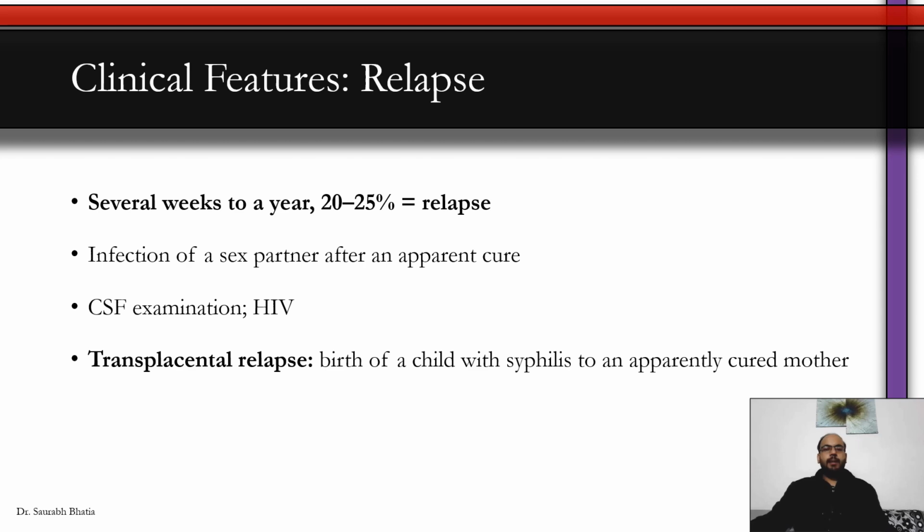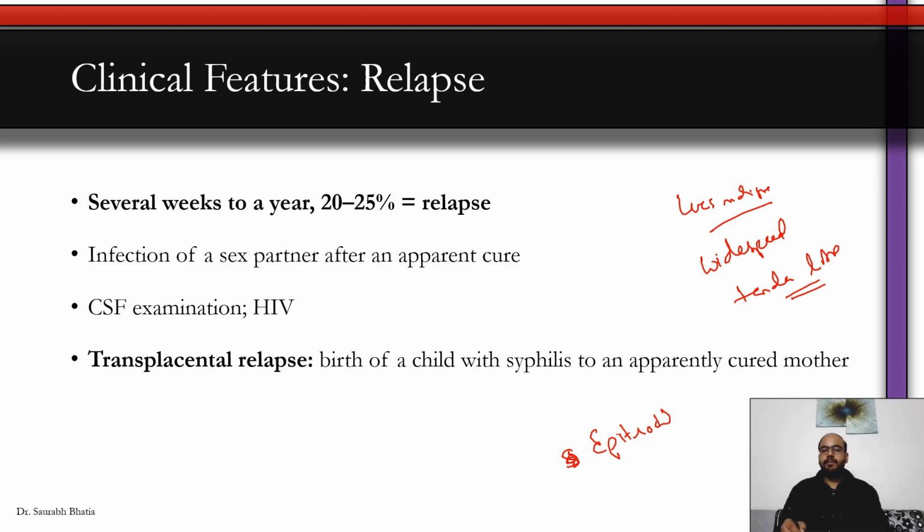Okay, one thing I would like to add in Lues maligna is that there can also be widespread tender lymphadenopathy, and the most specific group of lymph nodes is the epitrochlear group, just below, just behind the elbow. If those groups are involved, it is very specific for syphilis.